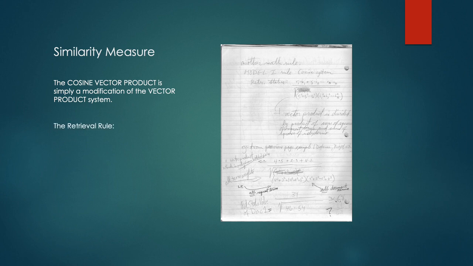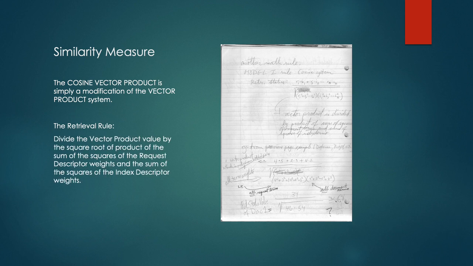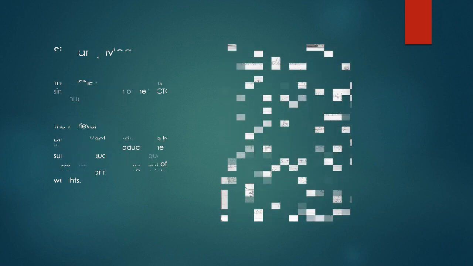Here's the retrieval rule. This could be good at a party if you want to impress people. Tell them that the retrieval rule for the similarity measure in the cosine vector product is to divide the vector product value by the square root of the product of the sum of the squares of the request descriptor weights and the sum of the squares of the index descriptor weights. Every time I sit down to rewrite something on this, I have to make sure, okay, am I remembering this in the proper order? Do that.